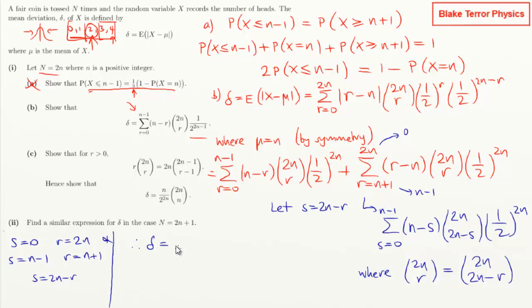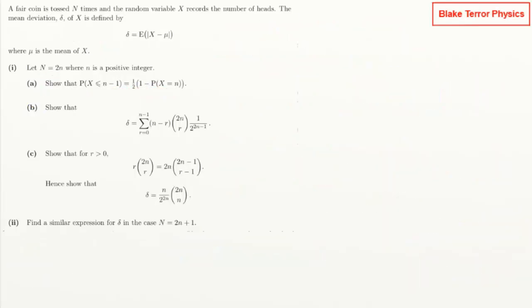I've got that delta is equal to 2 lots of the sum from R equals 0 to n minus 1 of n minus R, 2n choose R, and then a half to the 2n, which is then the answer. So they've just got that factor of 2, which has then changed that from a 2n on the bottom to a 2n minus 1. So there we go. Right, so that's done part B. That was pretty involved. Now let's go on to a new sheet.